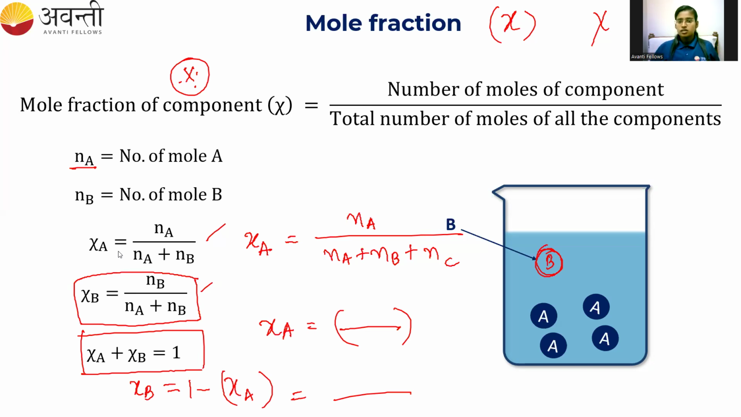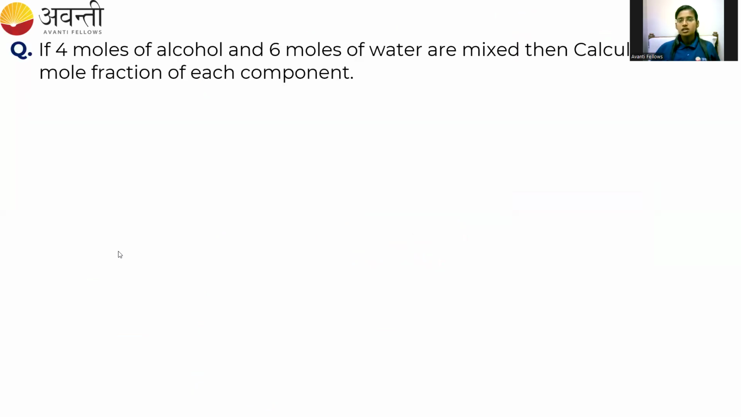Yes. Now let's do one question based on this mole fraction. Okay, let's try to apply what we have studied. So the question is, if 4 moles of alcohol and 6 moles of water are mixed, then calculate the mole fraction of each component. So what are the 2 components? Alcohol is A and the water is B.